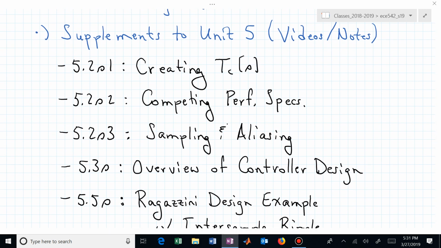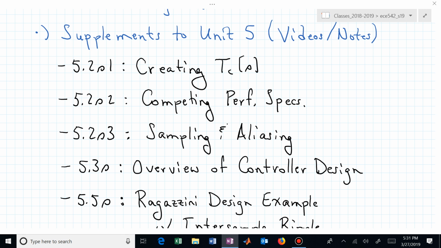If you have stepped away from the class, you may not have noticed that there's another submodule inside Unit 5, and it contains all these S's. These are supplements. We have a supplement to 5.2. Actually, we have 3 supplements to Lecture 5.2. The first of those discusses how you create this transfer function T sub C of S, and that's consistent with some of your first 2 homework problems on homework set number 5.